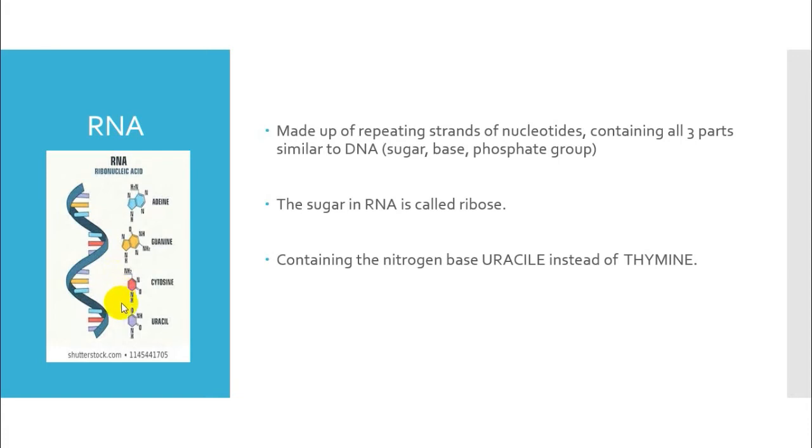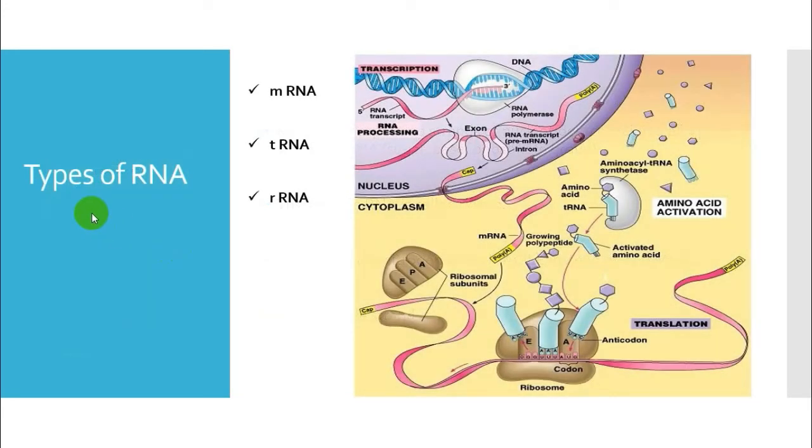It contains the nitrogen base uracil instead of thymine. If you remember, we said that adenine, guanine, cytosine and thymine were the bases of DNA, but in RNA it is adenine, guanine, cytosine and uracil instead of thymine. There is always uracil in the structure of RNA, and RNA is always a single strand structure. About types of RNA, we can say there are three types: messenger RNA, transfer RNA and ribosomal RNA.